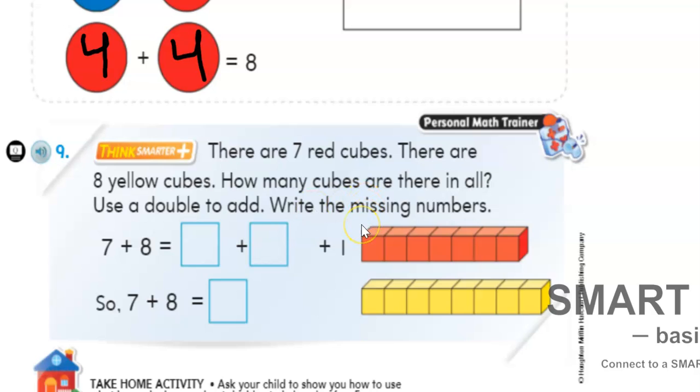What I think it's asking us to do is to turn this into a doubles fact. Okay, so we want to make this into a doubles fact. So we're going to add 1 to 7 to make that 8. And then we're just going to subtract 1. Okay, so 7 plus 8, if we add 1 to 7, that one turns into 8 plus 8. Who knows the doubles fact for 8 plus 8? Raise your hand. Zayden?